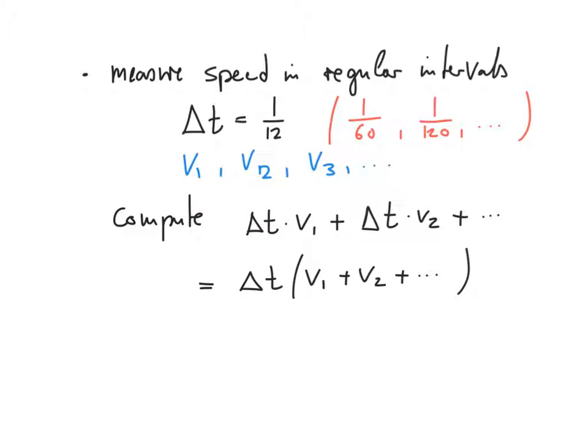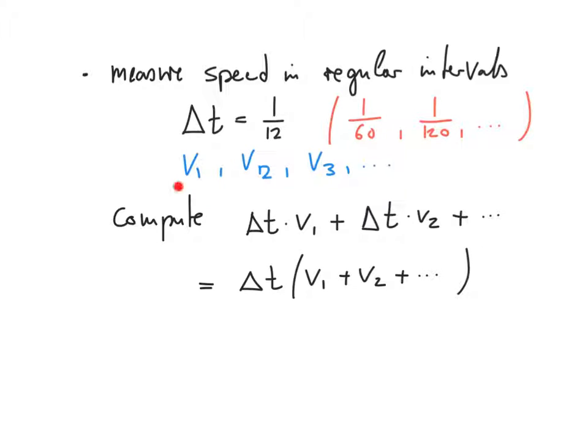So here's the basic idea again. We measure speed in regular intervals. That's important. And we used delta t, that's the time interval that we use. 1/12 would be 5 minutes. You could also use 1/60th, which would be every minute. 1/120th would be every 30 seconds, and so on.